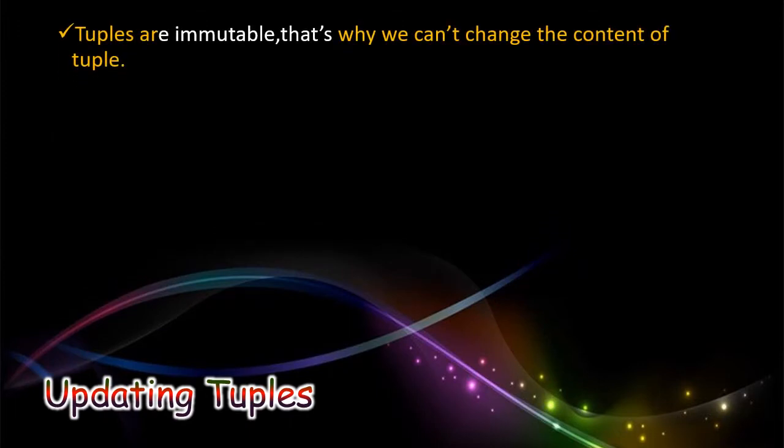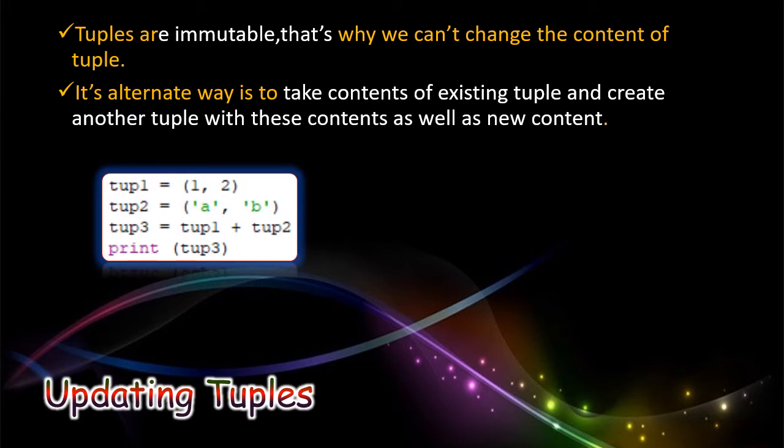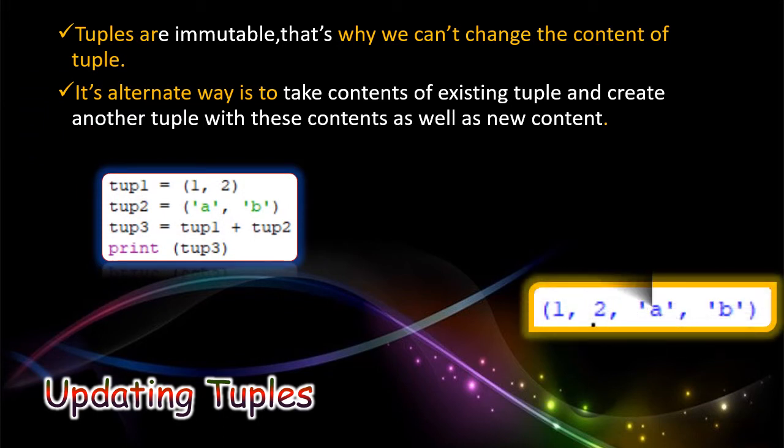And tuples are immutable, we can't change their values, but by assigning to some other variable we can update the value. For example, tuple 1 is 1 comma 2 and tuple 2 is a comma b, these two are concatenated and assigned to the variable tuple 3. Now we can see that the values are changed.